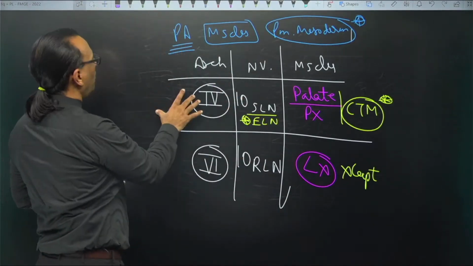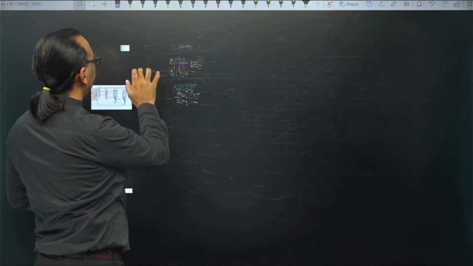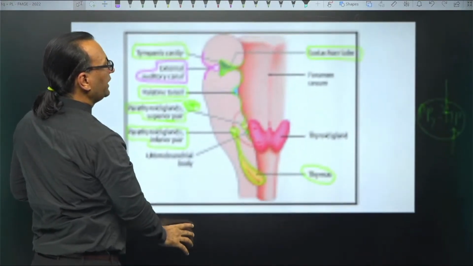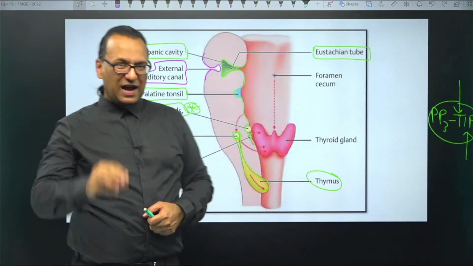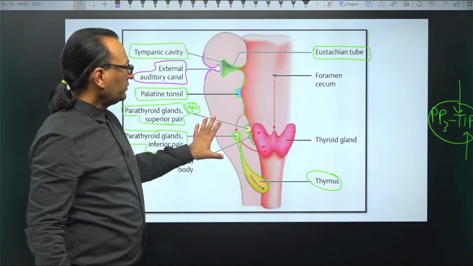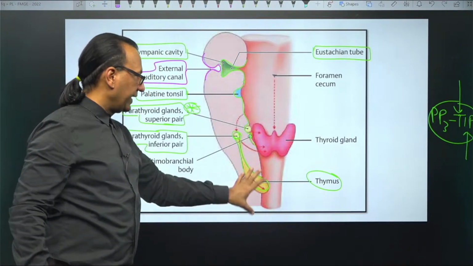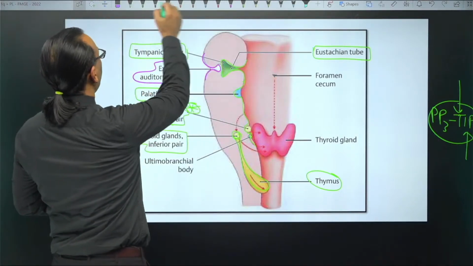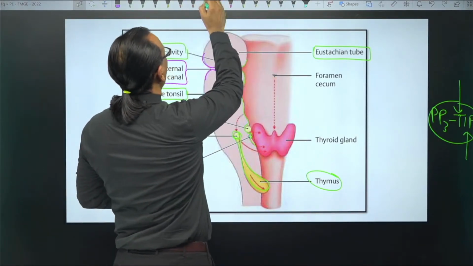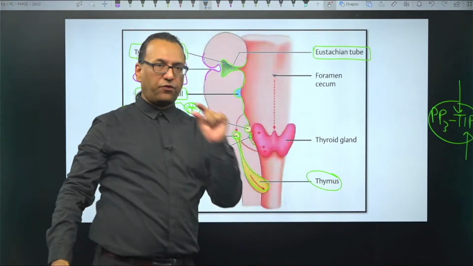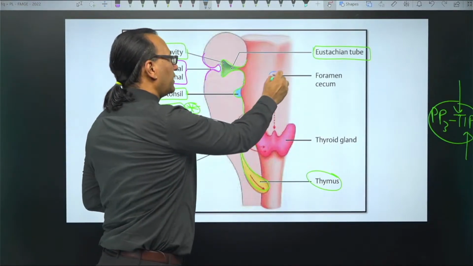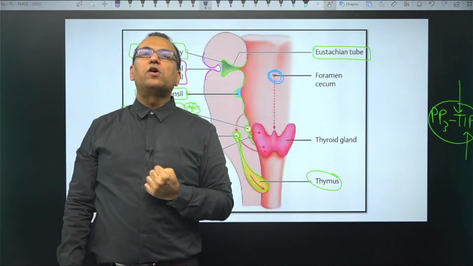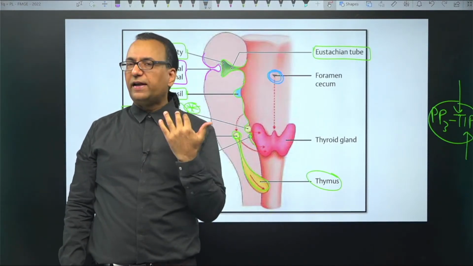Okay, so we go back, and this was our discussion on the pharyngeal pouches. One thing which you can now add finally is, at the floor of the pharynx, which is lined by endoderm, you will find that there is a foramen cecum, and that foramen cecum is developing in the tongue, because the tongue also develops at the floor of the pharynx.